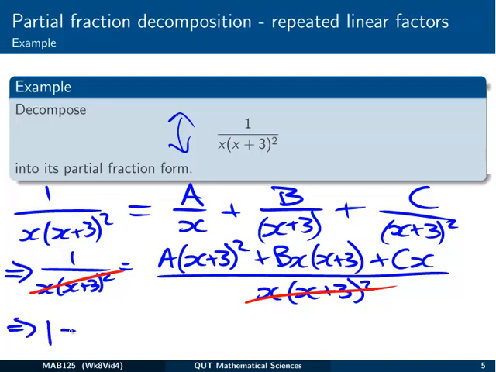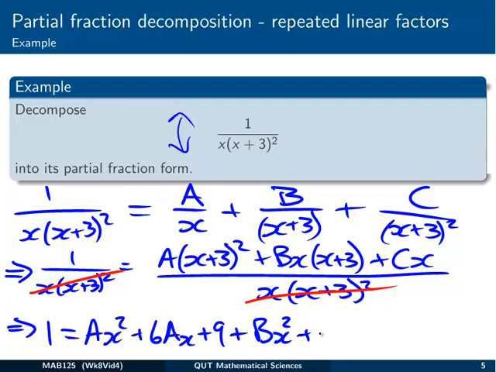So we've got 1 equal to ax squared plus 6ax plus 9, then plus bx squared plus 3bx, and plus cx. And now we've dealt with our issue of our repeated factor, and we can just go now to just equating those coefficients. So that's what we'll do on the next slide.